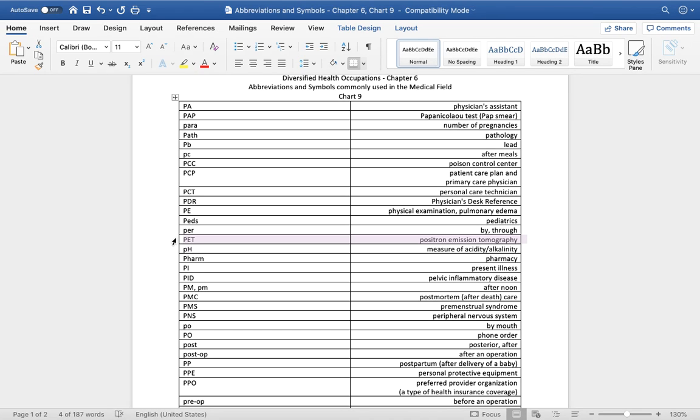PET, positron emission tomography. I posted a video about this one as well. This is essentially where they inject the patient with a radioactive dye that lights up on a body scan, and they can scan all over the body or specific parts. And it specifically is used to look for cancer cells.